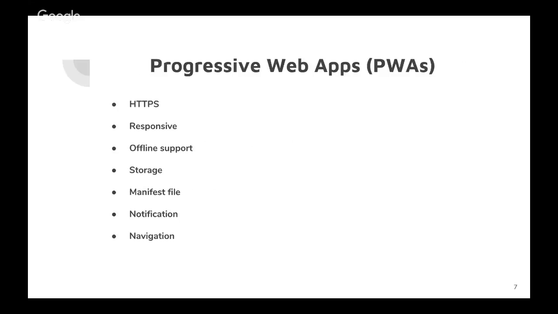And the next important characteristic of progressive web apps is storage. We have to provide the ability for the users to store their content even when they are offline. So we can use one of these client-side databases like IndexedDB, or you can even use local storage to put all the content.